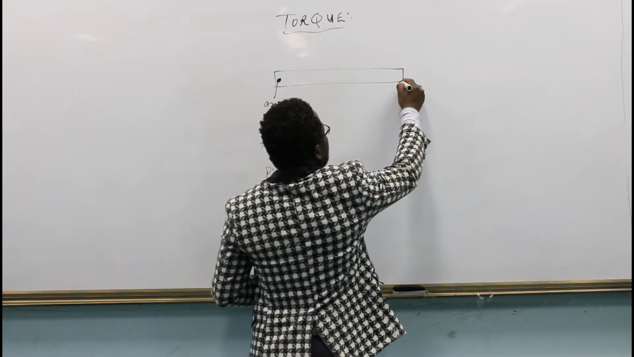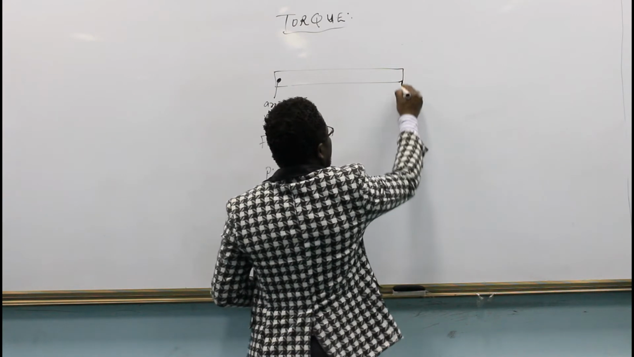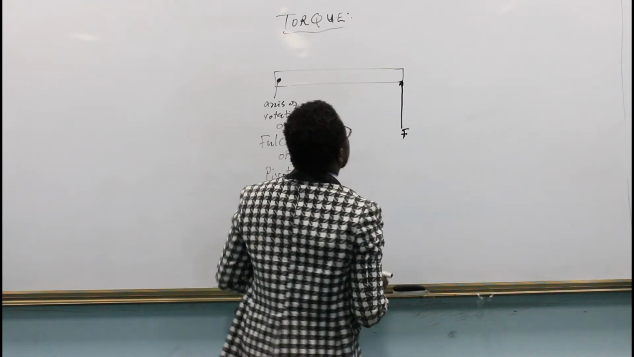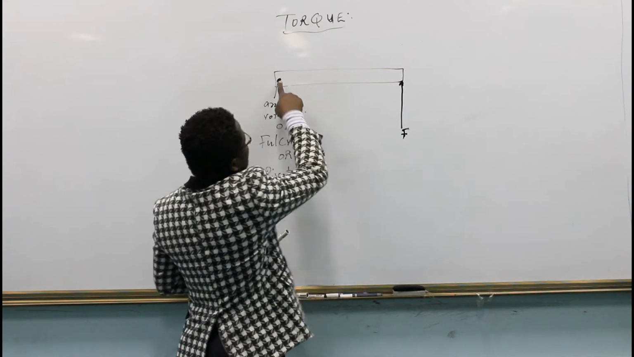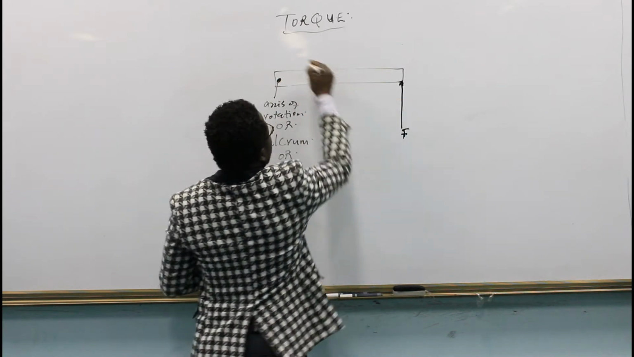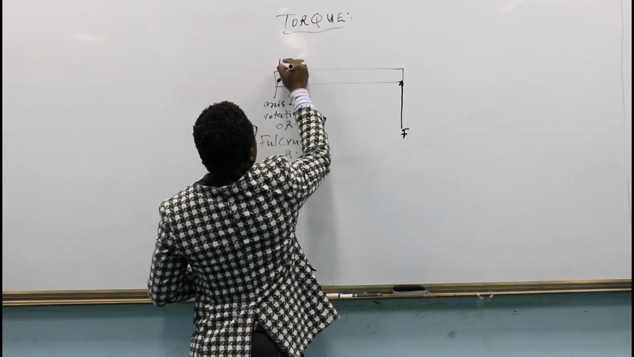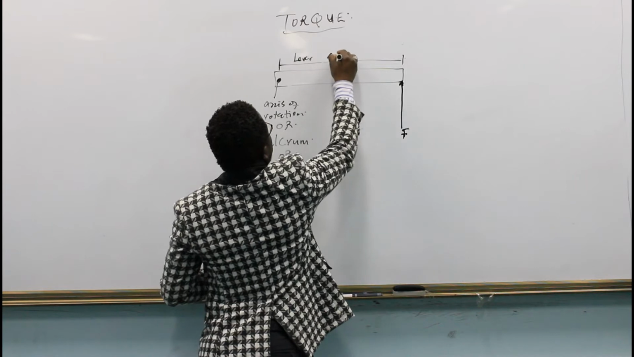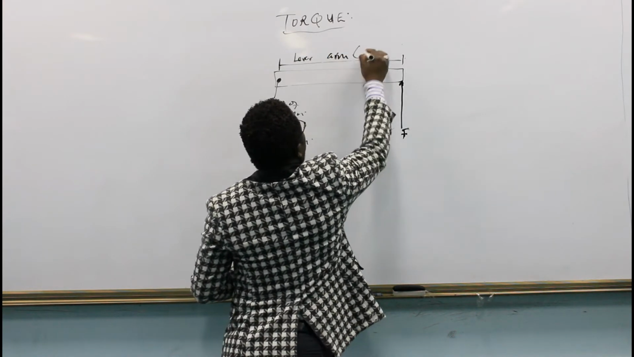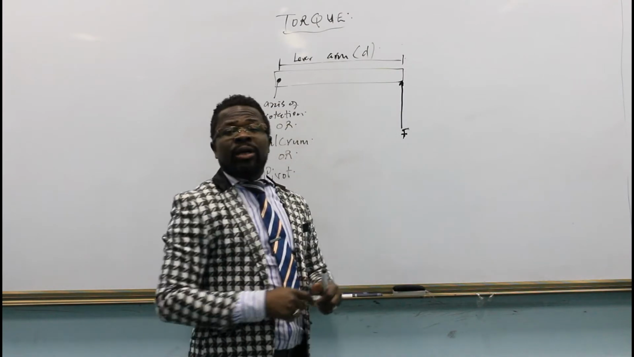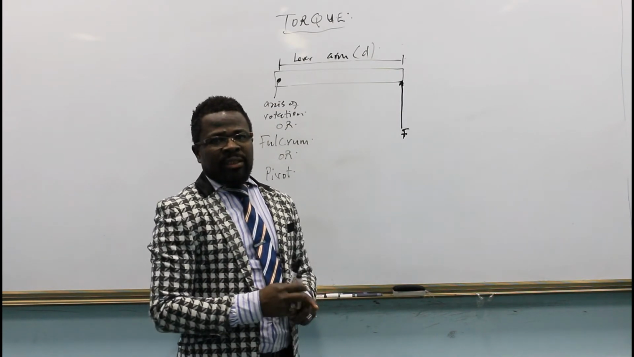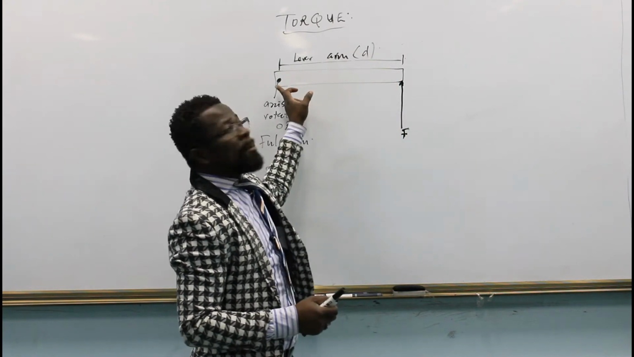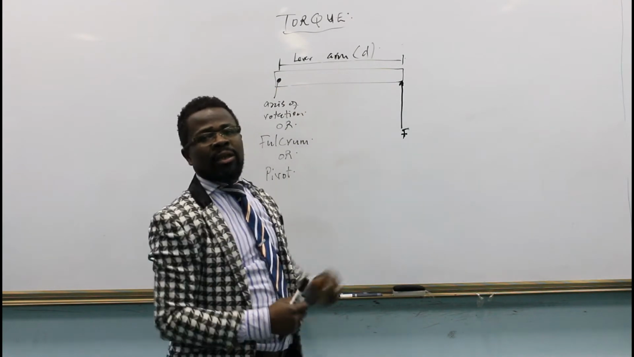Now let's say that there is a perpendicular force applied at this point here. The distance between the fixed point and the force is what we refer to as the lever arm. This lever arm is otherwise known as the distance between the point where the force is applied and the point about which we want to rotate the object.